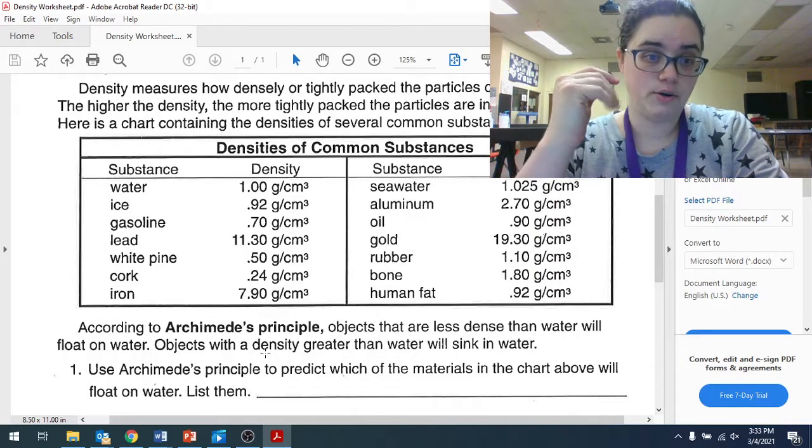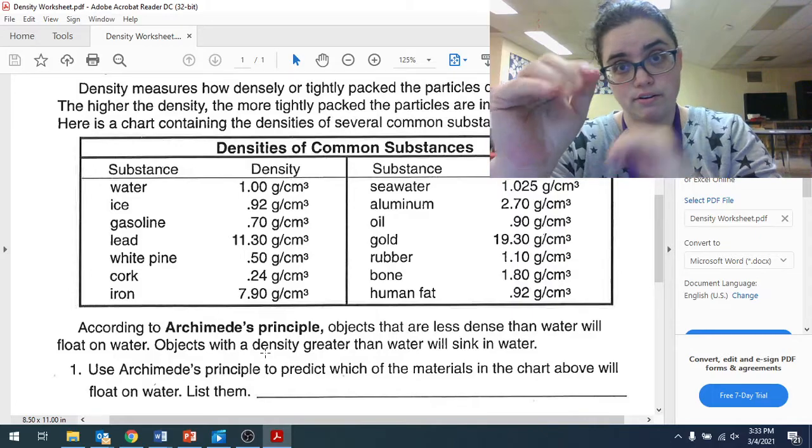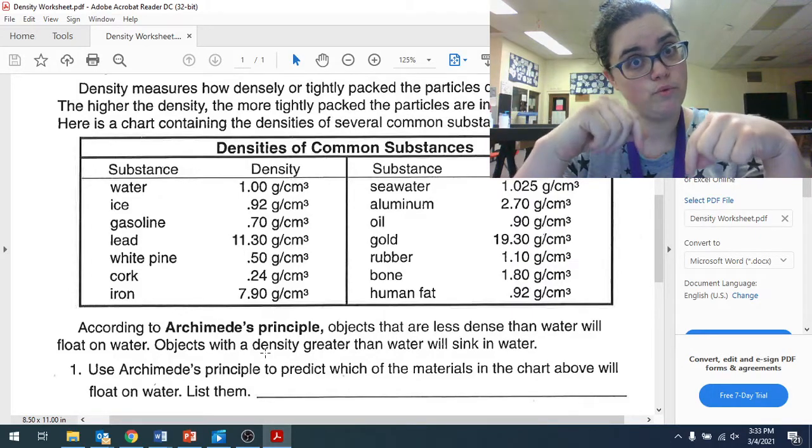Anyways, according to the Archimedes principle, if an object's density or a substance's density is lower than that of water, it's going to float on water.